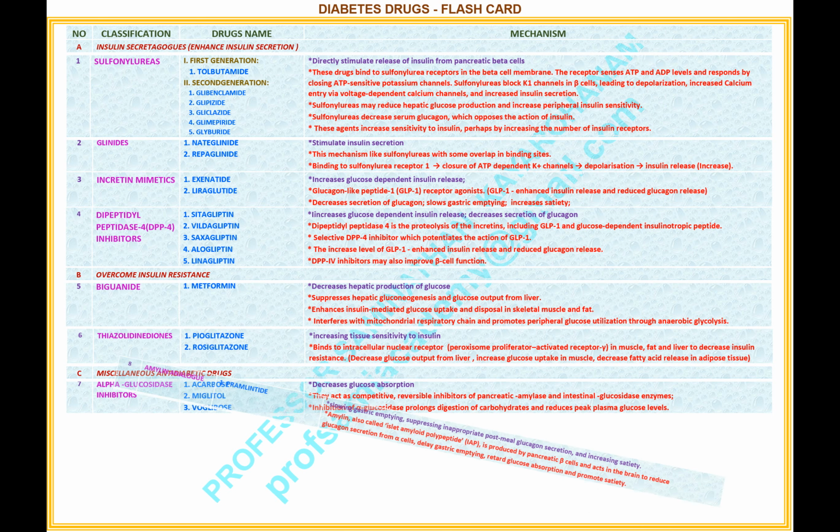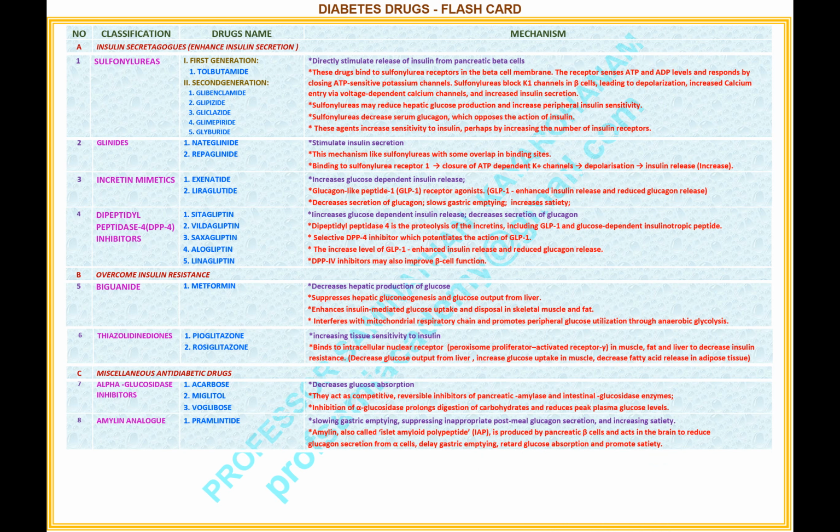Number 8. Name of the classification: amylin analog. Drug name under this classification: 1. Pramlintide. Mechanism of amylin analog: slowing gastric emptying, suppressing inappropriate post-meal glucagon secretion, and increasing satiety. Amylin, also called islet amyloid polypeptide, is produced by pancreatic beta cells and acts in the brain to reduce glucagon secretion from alpha cells, delay gastric emptying, retard glucose absorption, and promote satiety.